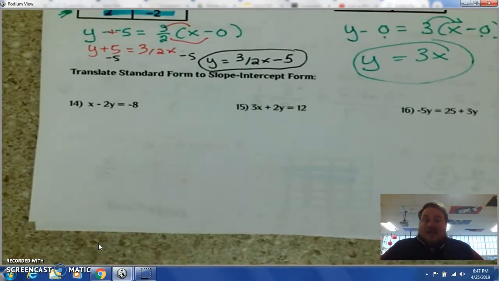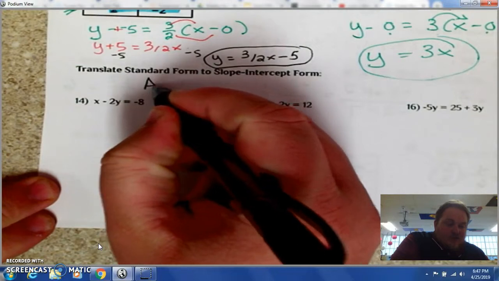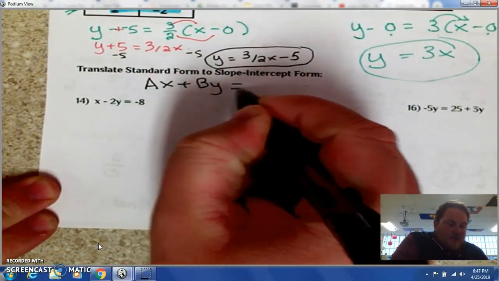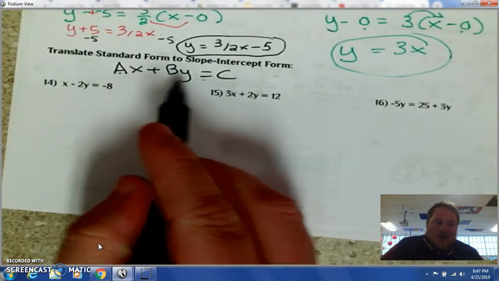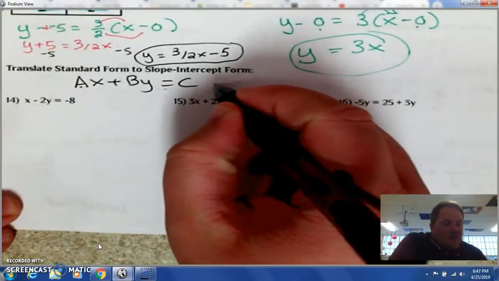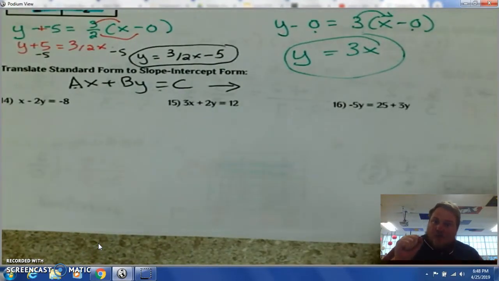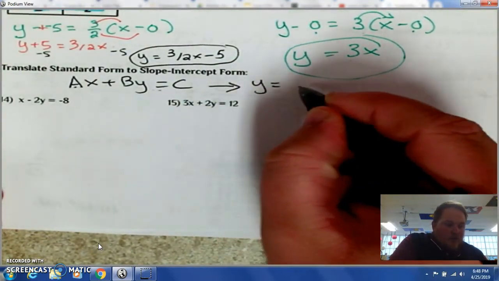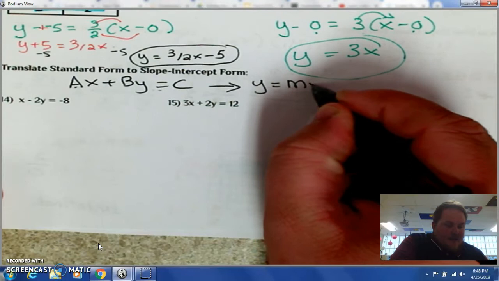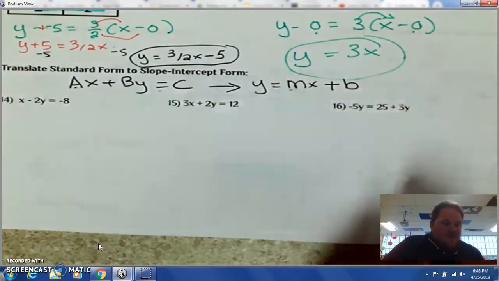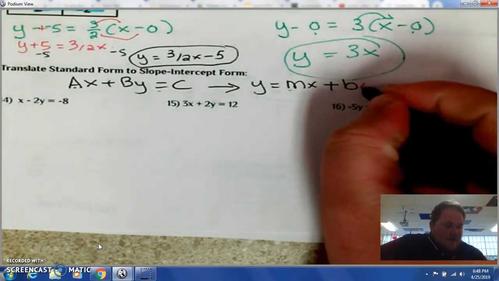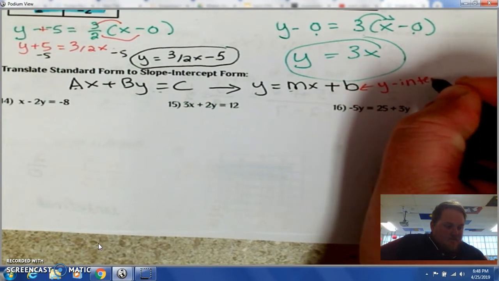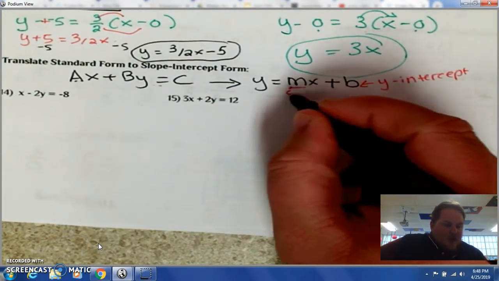Then you have to translate. Sometimes you have a line that is written in what they call standard form, ax plus by equals c, where a would be a number, b would be a number, and c would be a number. So it could be 2x plus 3y equals -5. But you have to put it in slope-intercept form, meaning you have the slope and the y-intercept. Y equals mx plus b. M stands for slope, and b is your y-intercept. That's where it crosses the y-axis.